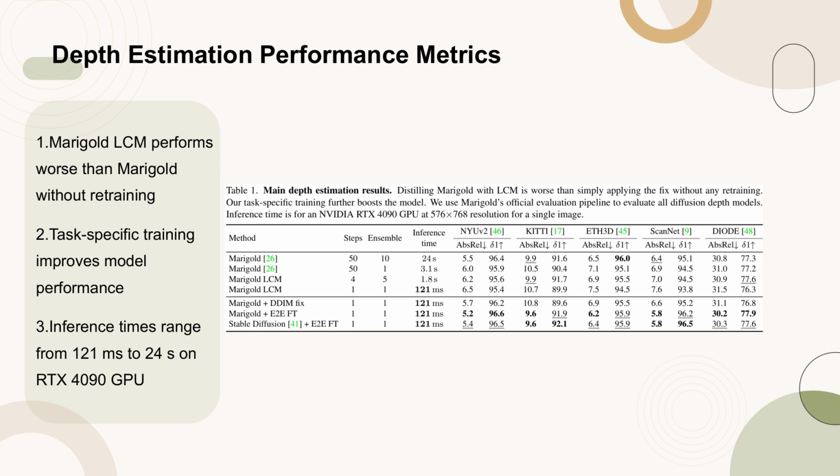Table 1 presents the main depth estimation results, highlighting that distilling Marigold with LCM yields inferior performance compared to applying a fix without retraining. The table shows that task-specific training significantly boosts the model's performance across various datasets. Additionally, it provides inference times for different methods, ranging from 121 milliseconds to 24 seconds on an NVIDIA RTX 4090 GPU at a resolution of 576 by 768 for a single image. The results underscore the importance of task-specific training and the impact of different inference steps on model performance.